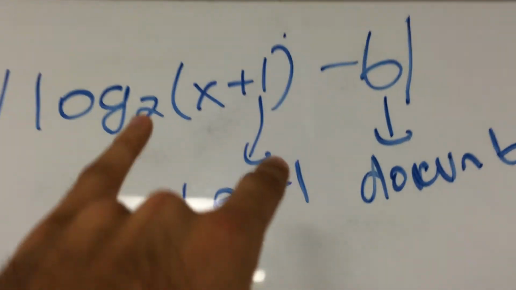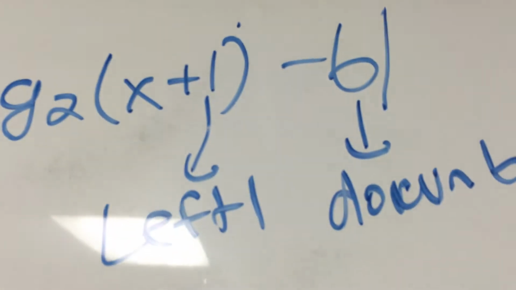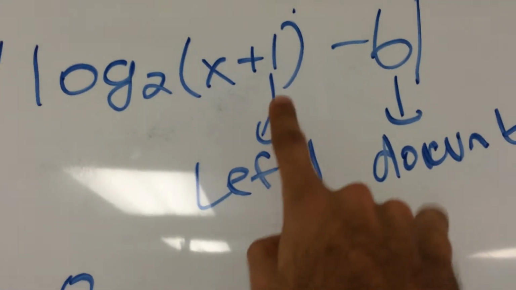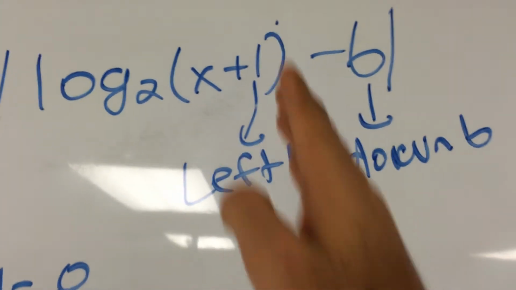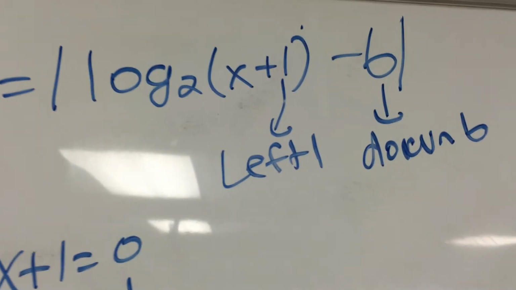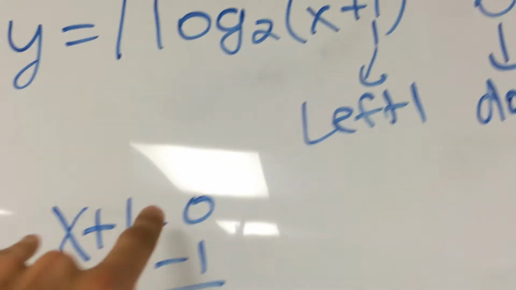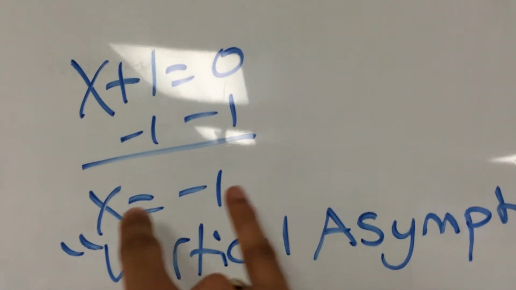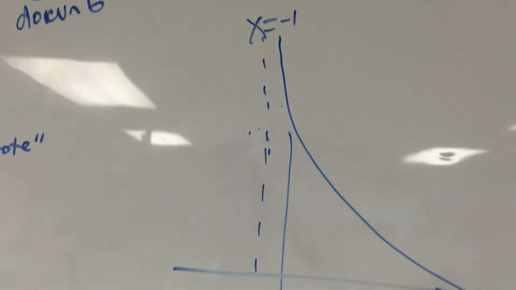So first thing I want to do is find out where the asymptote is. Two ways to do this. On the parent function, the asymptote is at x equals 0. We've gone left by 1, so the asymptote must be at x equals negative 1. That's one way to find the asymptote. The other way is to take the argument and set it equal to 0. So x plus 1 equals 0, minus 1 on both sides. X equals negative 1. That's the vertical asymptote. I came over here, just went ahead and drew that vertical asymptote down the page.